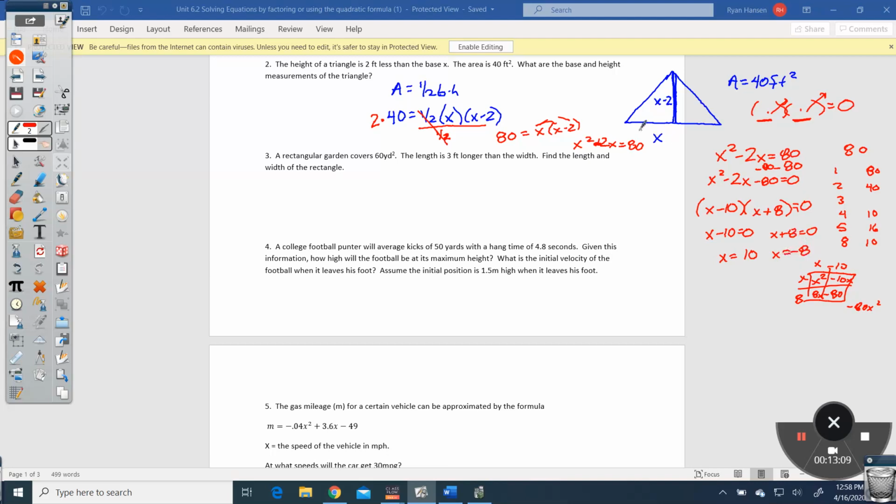Well, it doesn't make sense to have a negative length of a triangle, so that one doesn't work. So the only one that works is x equals 10. But it doesn't say what does x equal. It says what are the base and height measurements. Well, the base is x, so that is just 10. And the height is x minus 2. So 10 minus 2 is 8. And now we have met the requirements for that problem.